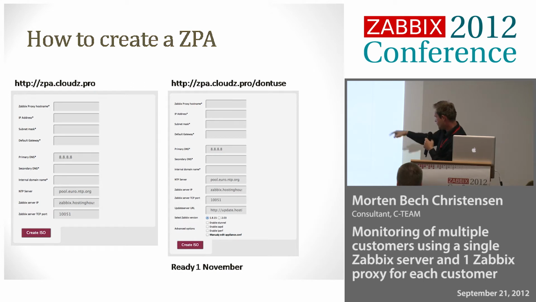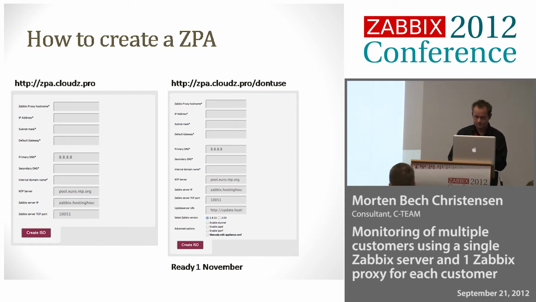ZapD and iPerf are also there to enable. If you don't enable anything, you will just get the clean Zabbix proxy. I'm writing, this is ready for 1st of November. Then if you go to zpaclouds.pro, it will be the new version. The version which you create at that address right now will be a version 1.8.